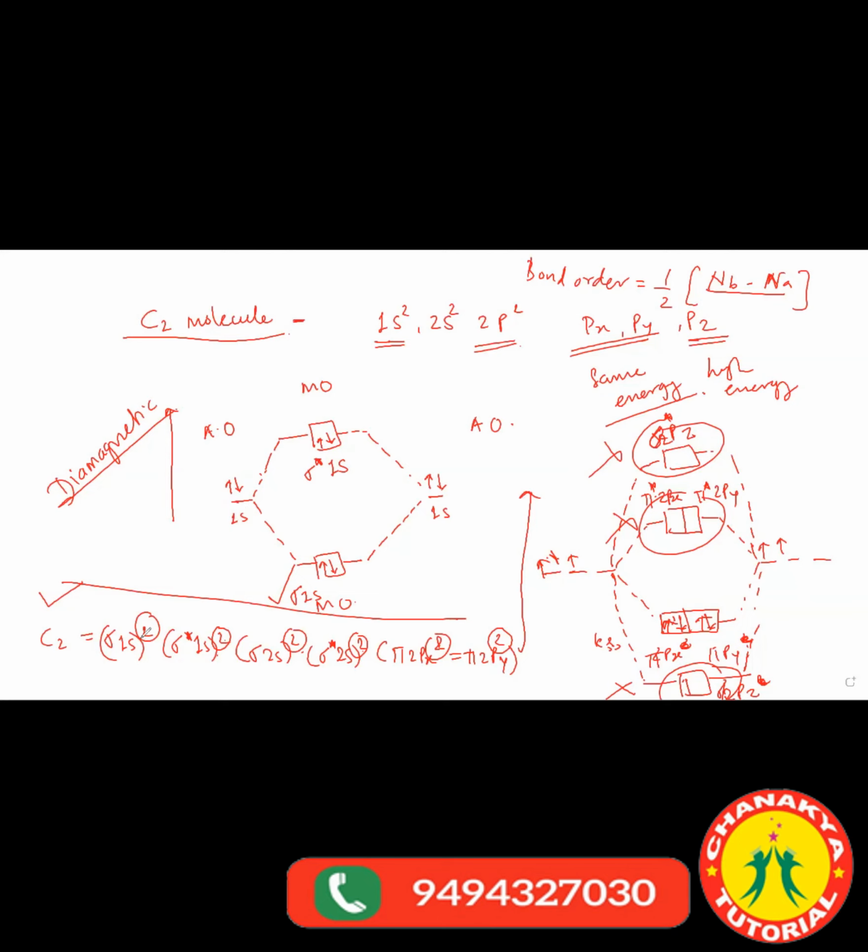Now you can check the number of bonding electrons. Wherever a star is there, that star is nothing but anti-bonding. And wherever a star is not given, that would be bonding. So here it is anti-bonding, here it is also anti-bonding. So out of 12, 4 become anti-bonding. So bonding would remain 8. So here, 1/2 into 8 minus 4, which is equal to 1/2 into 4, which is equal to 2. So the carbon-carbon bond has a bond order of 2.